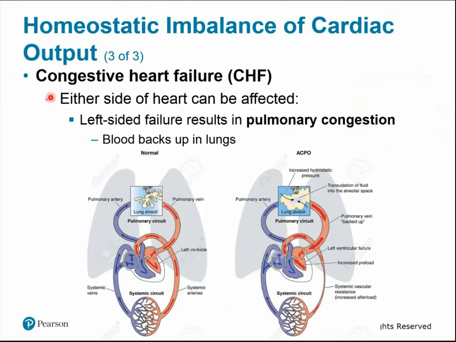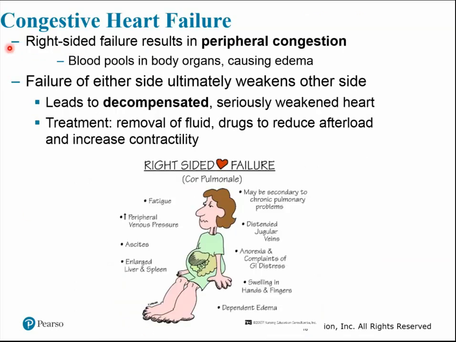So either side of the heart can be affected in congestive heart failure. If it's the left side of the heart that gives out first, it will result in pulmonary congestion. Essentially the blood is going to back up into the lungs because it has nowhere else to go. It can't enter the heart because the heart's already full with blood, because the heart can't efficiently pump the blood. So the blood's going to get backed up into the lungs. A right side failure is going to lead to peripheral congestion. So the blood is going to pool in the extremities and the body organs and cause edema and swelling.